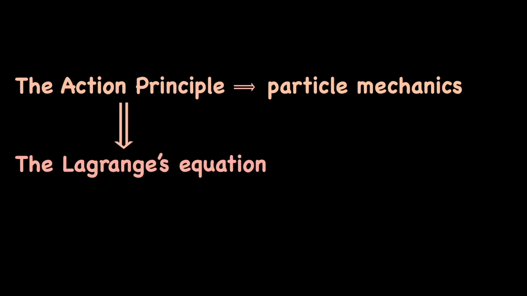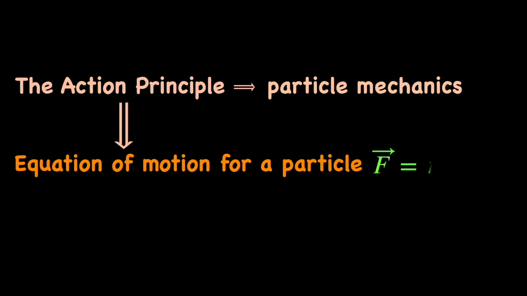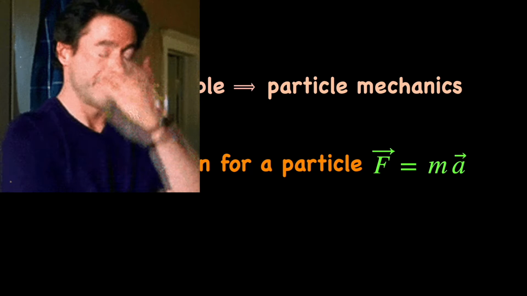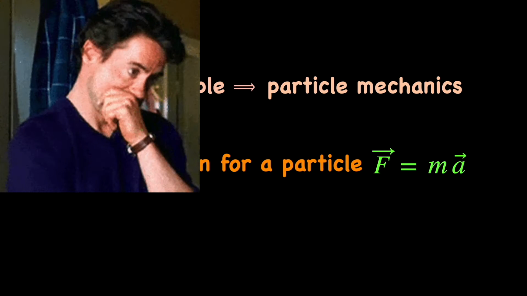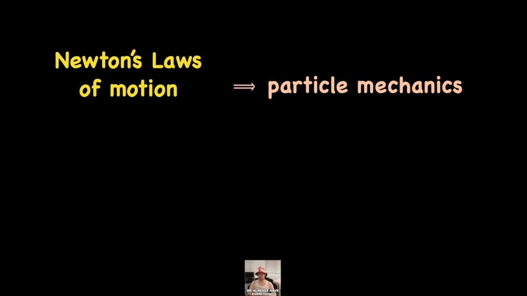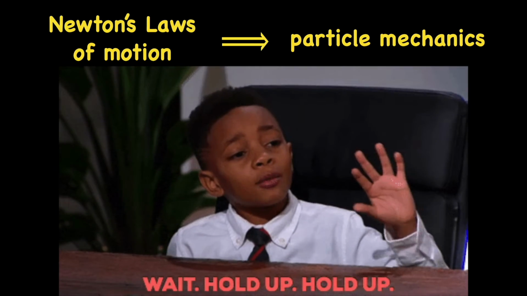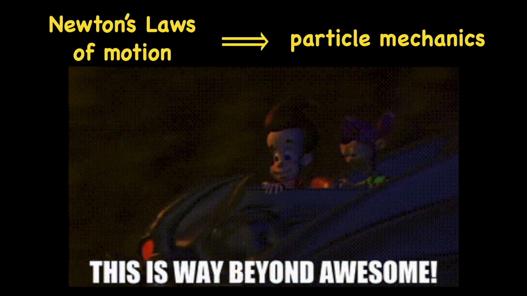So, let's watch the action principle leading us to the Lagrange's equation, which in context of particle mechanics will turn out to be the equation of motion of a particle we get from Newton's second law. You must be thinking, why should we bother with the action principle and Lagrange's equation when it is telling us what we already know? But the applicability of the action principle and the Lagrange's equation go way beyond.